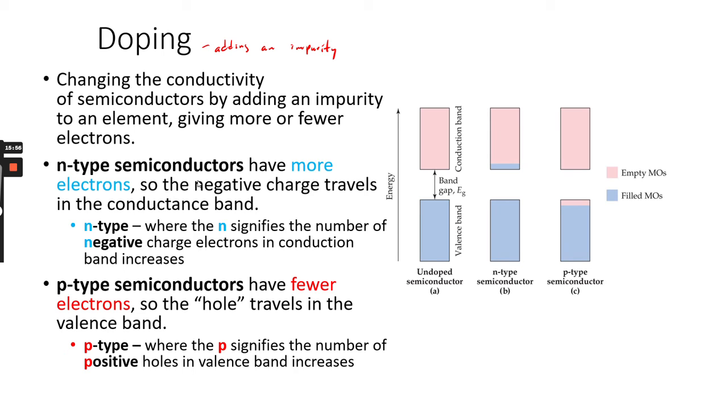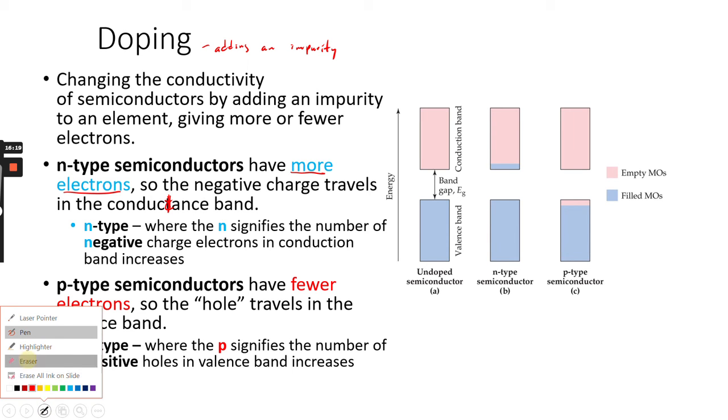N-type is when you're giving it more electrons. So the negative charges travel in the conduction band. I spelled this wrong. Conduction. Actually, I had it almost right. Let me just erase that.